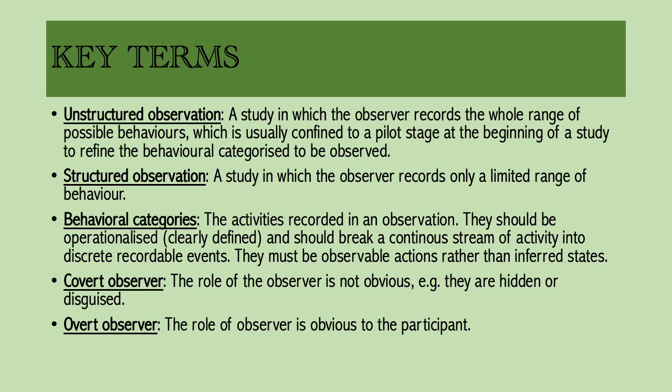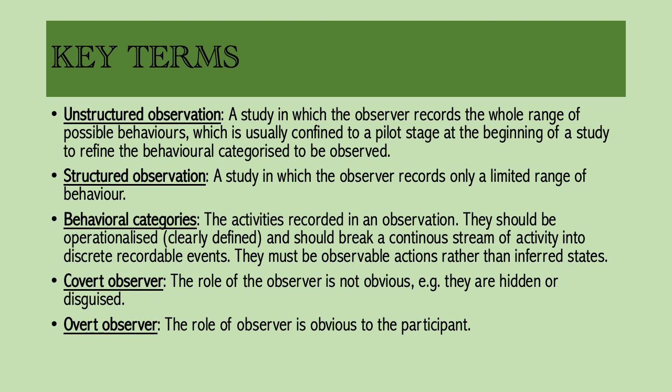Okay, so these are the additional key terms related to observation that you also need to know. First one is unstructured observation. Unstructured observation means a study in which the observer records their whole range of possible behavior, which is confined to a pilot stage at the beginning of a study to refine the behavioral categories to be observed. Later I'll explain what behavioral categories are.